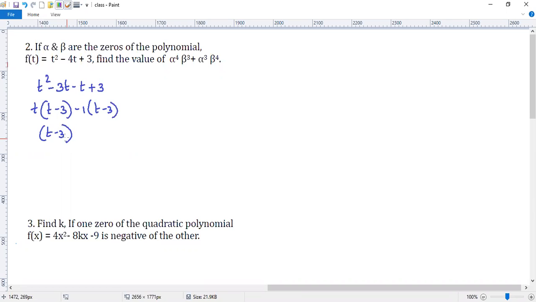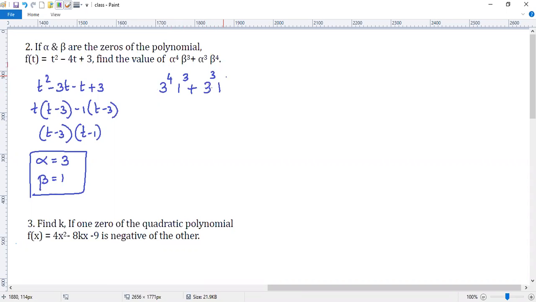So for the zeros, alpha is t minus 3; when you equate it to 0, alpha is 3. That is, the value of t is 3. And what is beta? Beta is 1. So these are the two values. So you can straight away substitute it over here. What is it? Alpha power 4, that is 3 power 4, into beta power 3. What is beta? 1. 1 power 3, plus this is alpha cube. What is it? 3 cube. Beta is 1, 1 power 4. So what is it? 3 power 4 plus 3 cube.